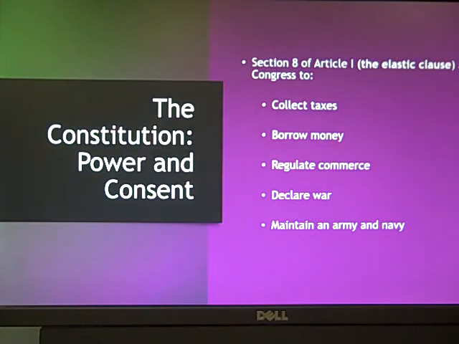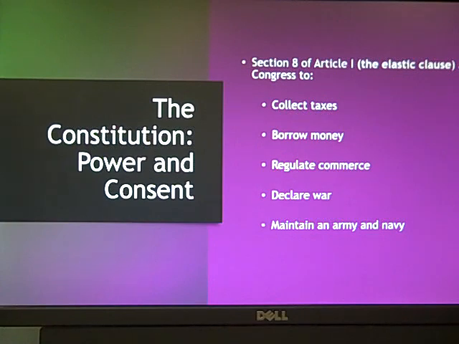Article 1, Section 8 of the Constitution, if you go through and read the Constitution, this is all the things Congress can do, right? I've always joked there's like the national government has 8 jobs. Okay? And I'm actually not far off when I say 8 jobs. Now, the Constitution breaks it down into like 30 different things that the national government is supposed to do.